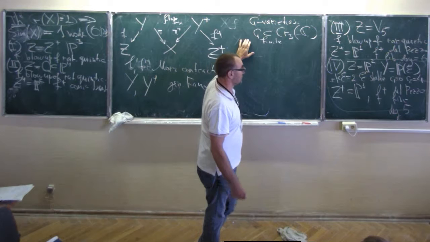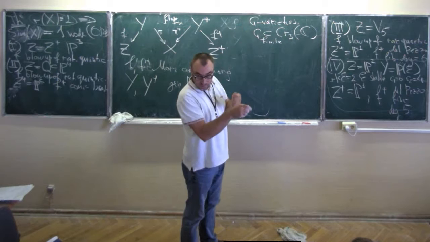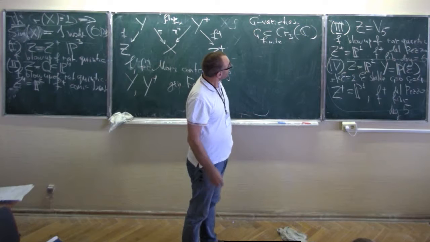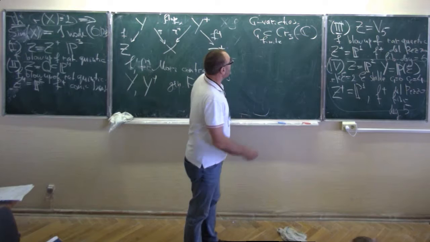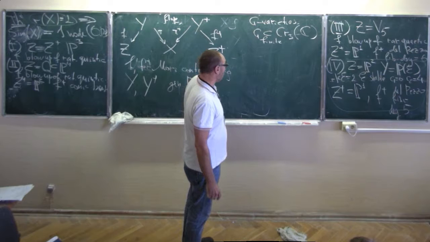Or, of course, you can look at varieties over a non closed field and consider this group as an arithmetic group, which is a Galois group acting on the variety over the closed field. Okay, so in both cases, it is reduced to moduli spaces or Fano threefolds.